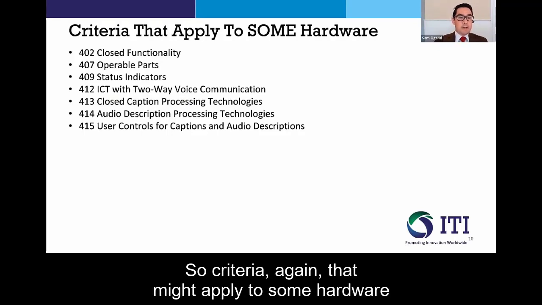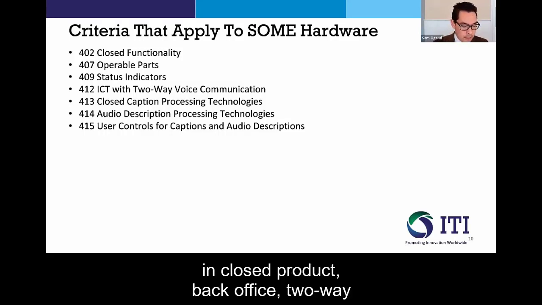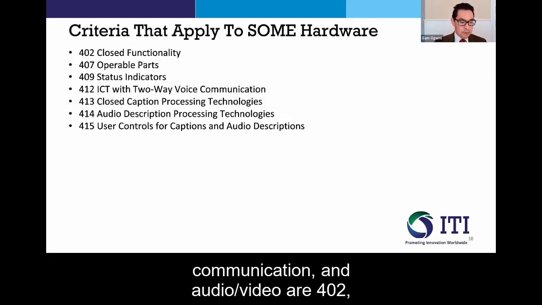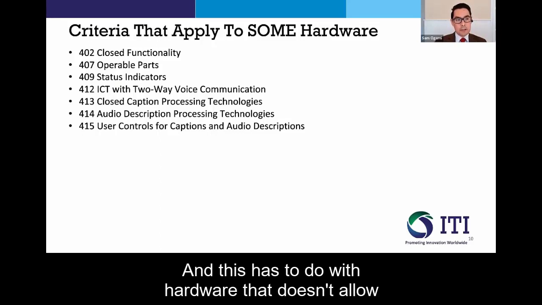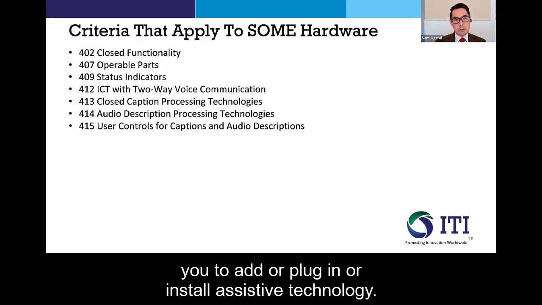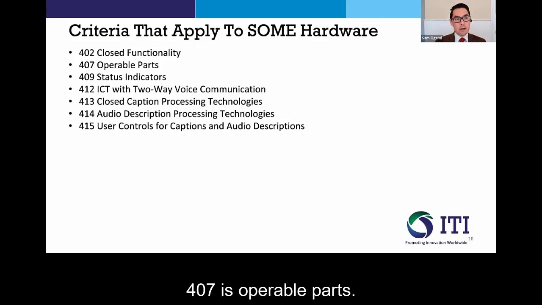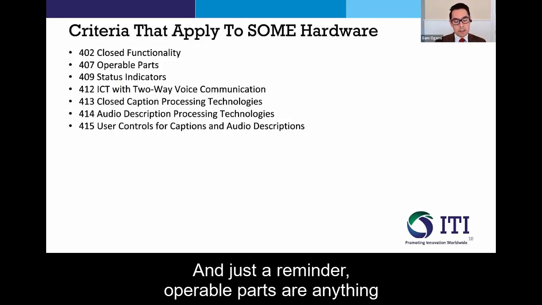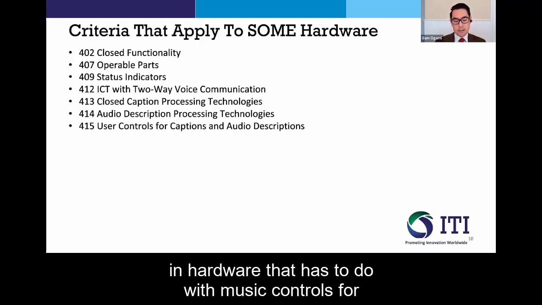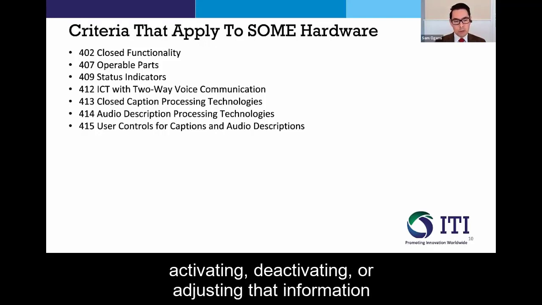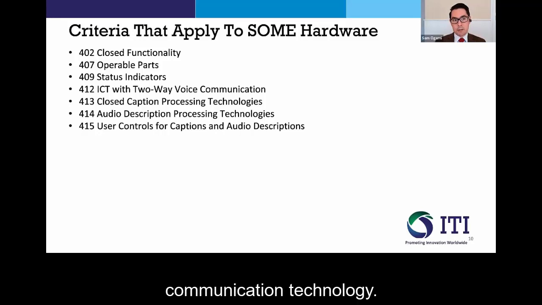So criteria, again, that might apply to some hardware in closed product, back office, two-way communication, and audio video are 402 closed functionality. And this has to do with hardware that doesn't allow you to add or plug in or install assistive technology. 407 is operable parts. And just for a reminder, operable parts are anything in hardware that has to do with user controls for activating, deactivating, or adjusting that information communication technology.